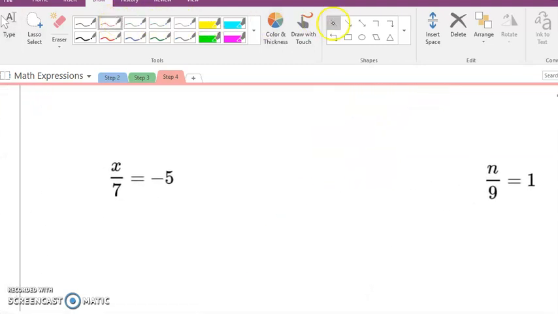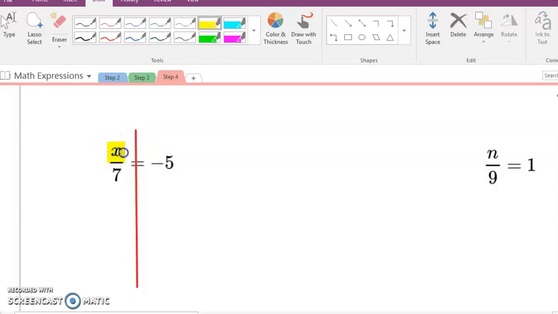How about this example? X is on the left side of the equation. How is this 7 connected to the x? Well, if you notice, this symbol right here is our division symbol. What's the inverse of division? It's multiplication. So I want to multiply both sides by 7. If I do times 7 on the left, I'm going to do times 7 on the right. On the left, multiplying and dividing by 7 cancel out. We're left with x equals negative 35.